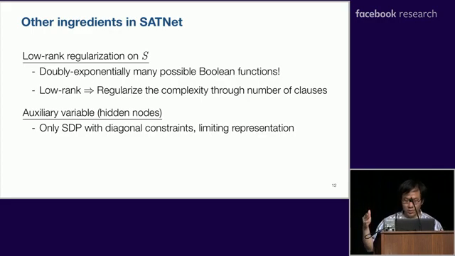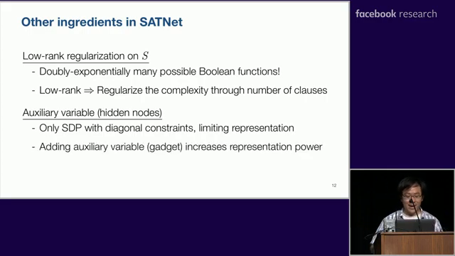And another important ingredient we haven't mentioned is the auxiliary variables, that is, the hidden nodes. By adding auxiliary variables, that is, the gadgets they call in theoretical computer science, we are able to increase the representational power of the diagonal SDP relaxation.